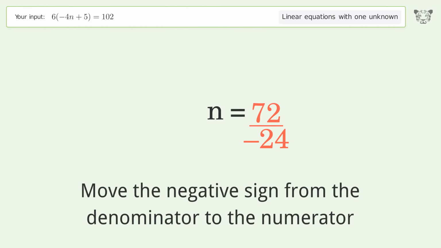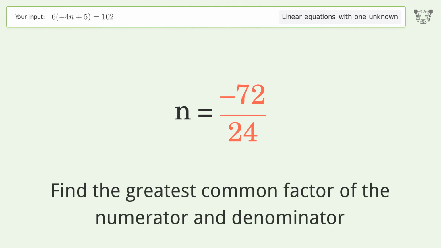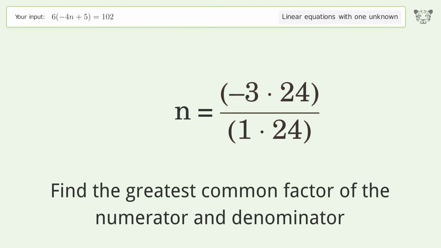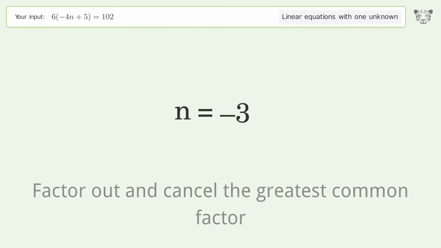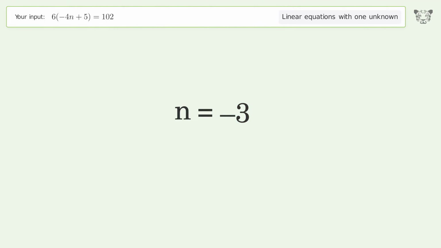Move the negative sign from the denominator to the numerator. Find the greatest common factor of the numerator and denominator. Factor out and cancel the greatest common factor. And so the final result is n equals -3.